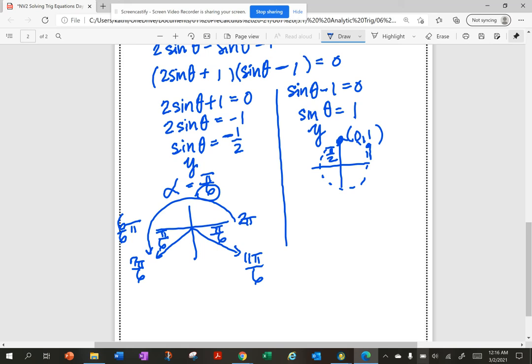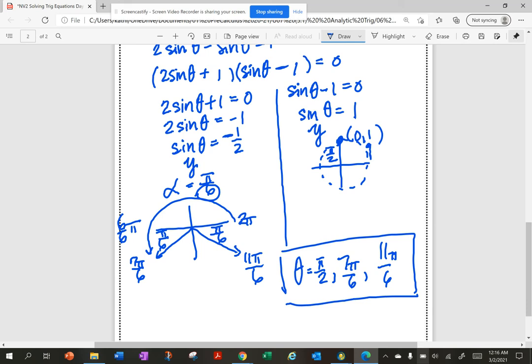So now I have my solutions, and I'm going to put them in least to greatest. So I have pi over 2, 7 pi over 6, and 11 pi over 6. There we go.